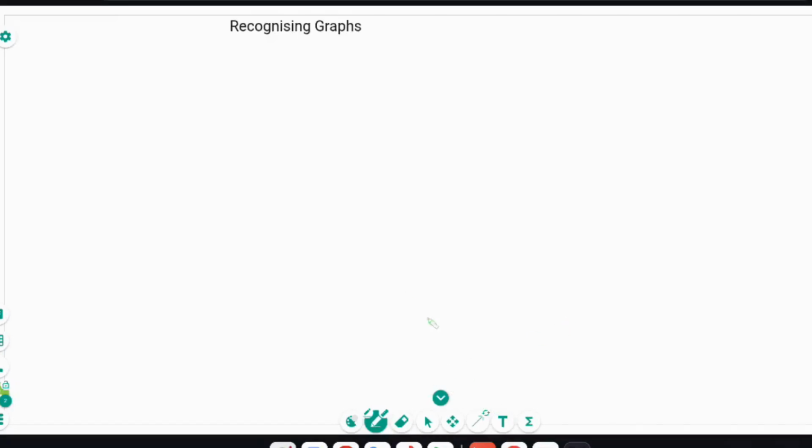Recognising graphs. I do see a question come up now and again on recognising graphs. So we need to know the shapes of linear graphs, quadratic graphs, cubic graphs, and reciprocal graphs.